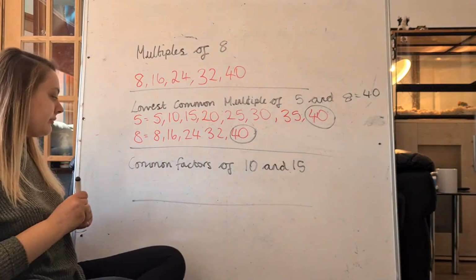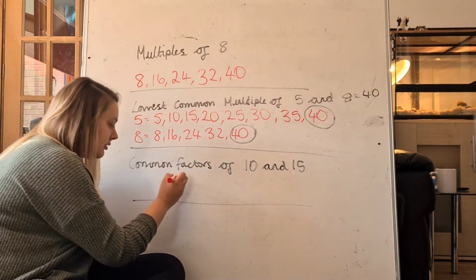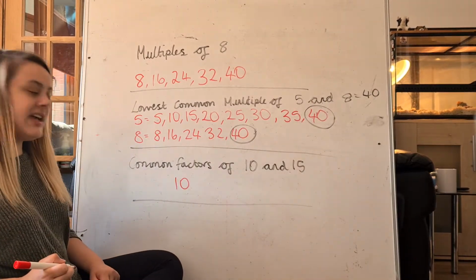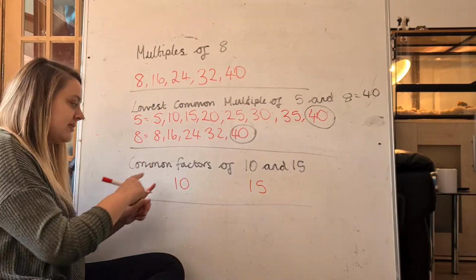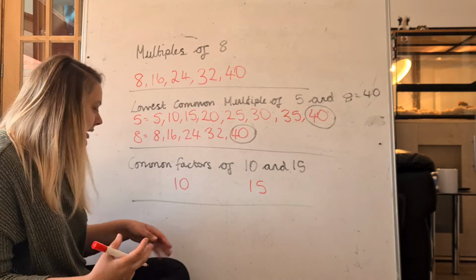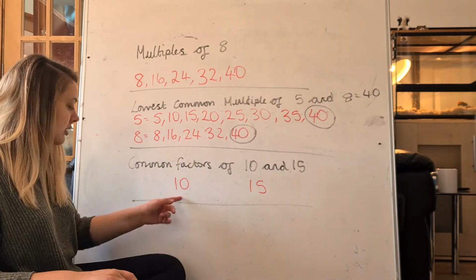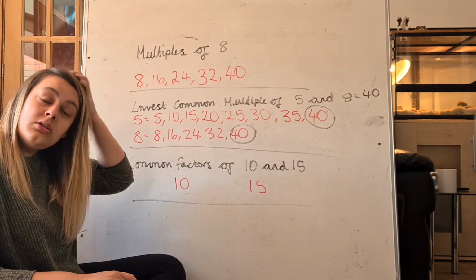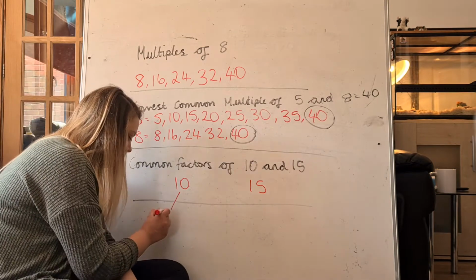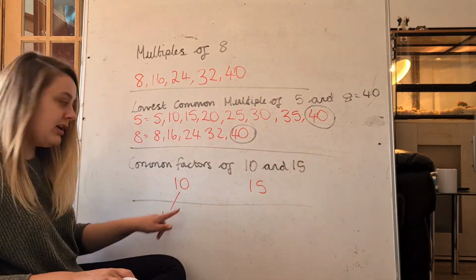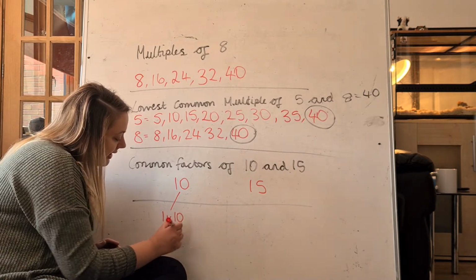Brilliant. Last one. Common factors of 10 and 15. Now, we need to find the factors of 10 and we need to find the factors of 15. Now, you do have a question before this where you find the factors of just one number. So you do exactly the same. You find the factors of 10, let's say. So, factors of 10. What's one number which is always a factor of that number? It's always going to be 1. So what's its factor pair in the case of 10? 1 times 10. Brilliant.